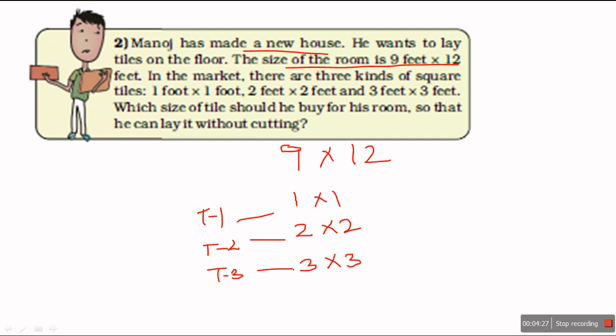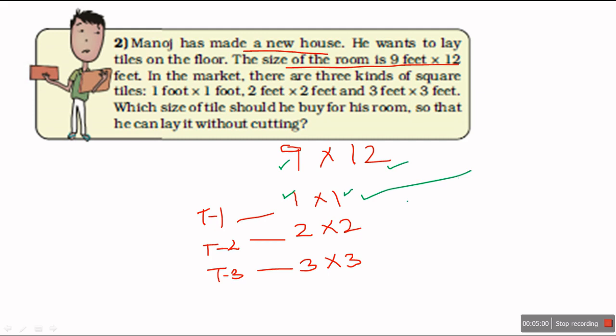So it depends upon the factors. If the size of the tile is a factor of the size of the room, then it can be used there clearly. One is a factor of 9. Yes, one is a factor of every number. One is a factor of 12. Yes, one is a factor of every number. So the 1 cross 1 tile can be used in his room. This is the correct size of the tile for his room.